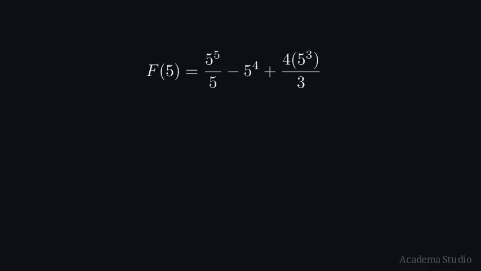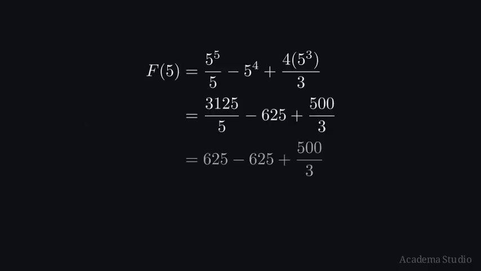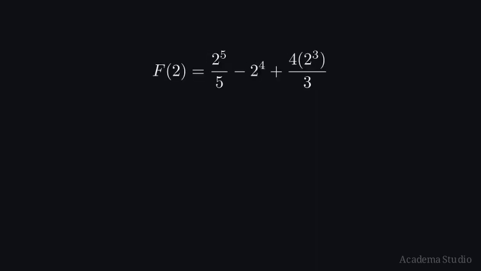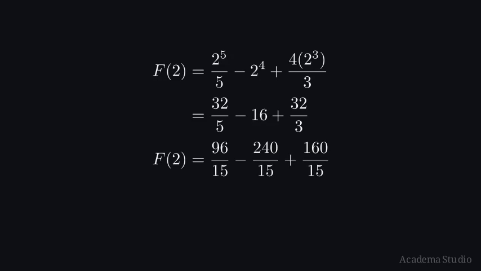At the upper limit, the first two terms cancel, leaving 500 divided by 3. F of 2 equals 2 to the power of 5 over 5 minus 2 to the power of 4 plus 4 times 2 cubed over 3. So this simplifies to equals 32 over 5 minus 16 plus 32 over 3. F of 2 equals 96 over 15 minus 240 over 15 plus 160 over 15. So this simplifies to equals 16 over 15.